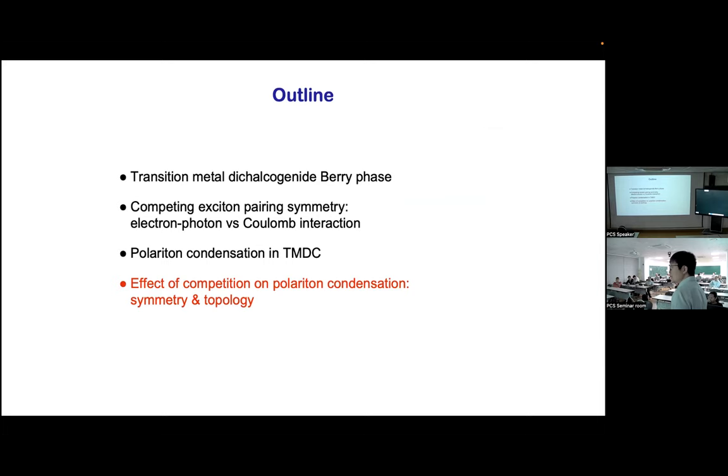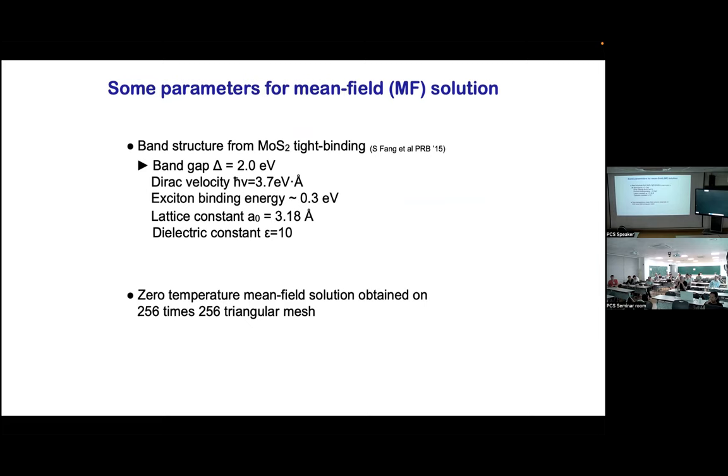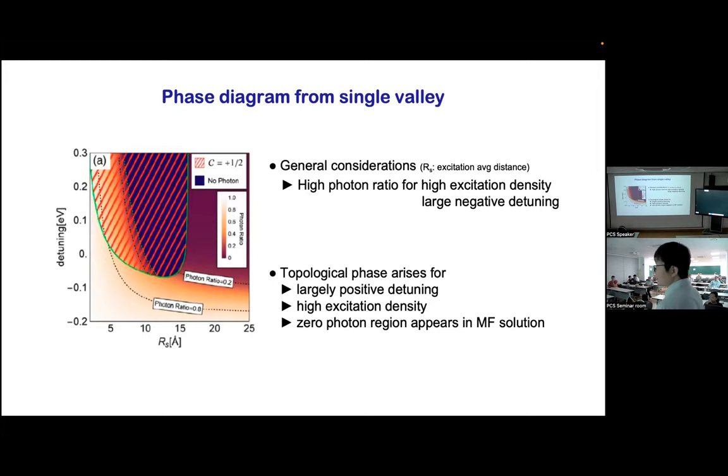So now we can present the result on how this mean field Hamiltonian gives us the effect of this composition. Here is the basic number we use for our mean field calculation. We first looked only at the single valley, and this is the region where this kind of Berry phase change occurred. We're looking at this in terms of the detuning parameter, by which I mean the difference between the single photon energy and the energy gap. And this RS comes from the mean distance between excitations, by which I mean both photon and exciton.